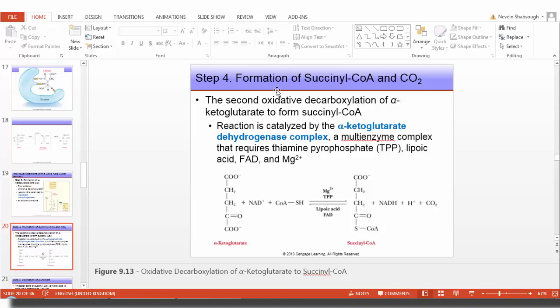We will talk about its control later on. Now, step number 4, formation of succinyl-CoA and CO2. This is known as the second oxidative decarboxylation, of alpha-ketoglutarate to form succinyl-CoA. It is the second oxidation in the cycle, of course. The enzyme is a multi-enzyme complex that requires the same 5 coenzymes and metal cofactor as were used in pyruvate dehydrogenase. As you can see here, both dehydrogenases are similar in this respect in their requirements.